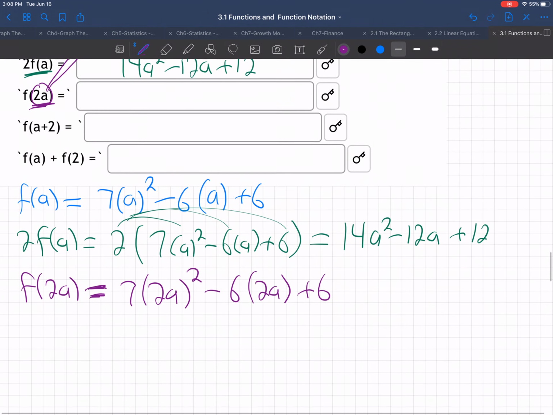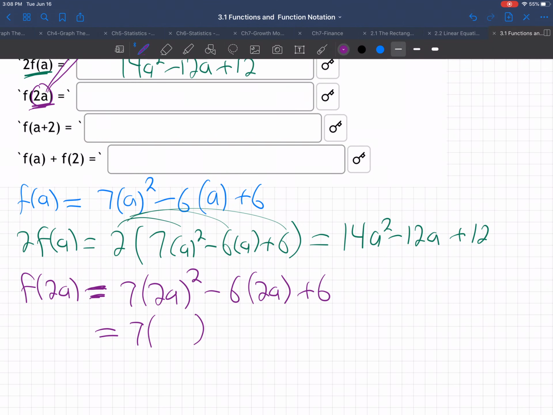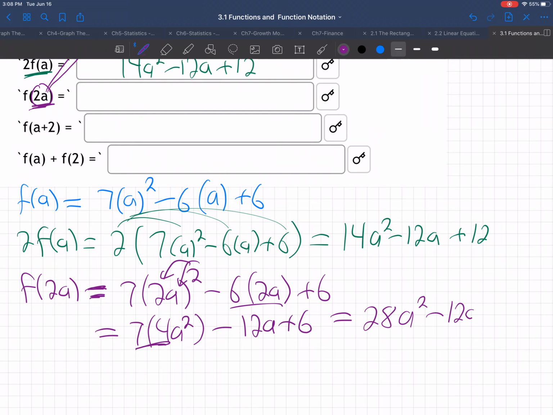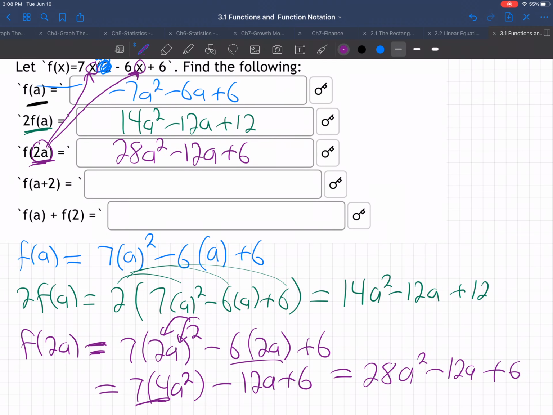So now we have to simplify this. This is going to be 7, and 2a squared means 4a squared, doesn't it? Because you square the 2 and square the a. 2 squared is 4, and a squared is a squared. Minus 6 times 2a is 12a plus 6, and then finally 7 times 4, 28a squared minus 12a plus 6.